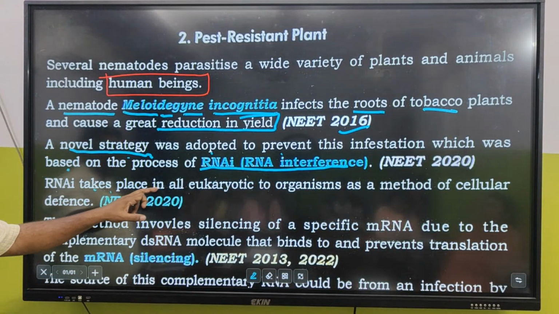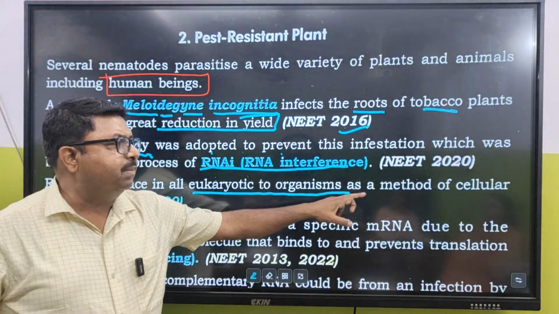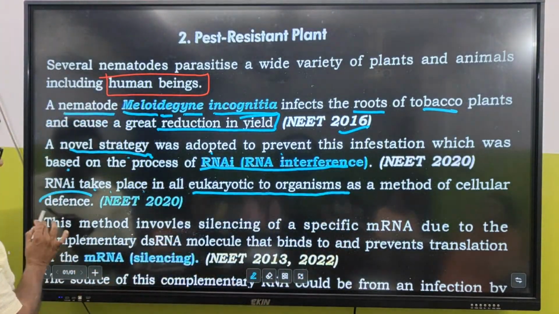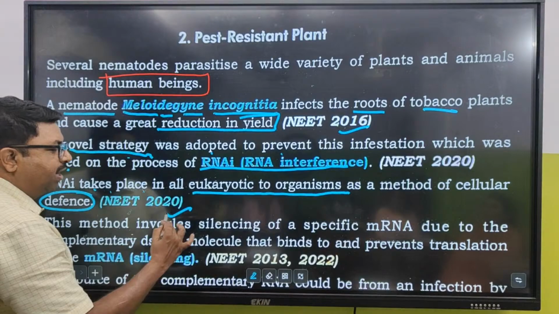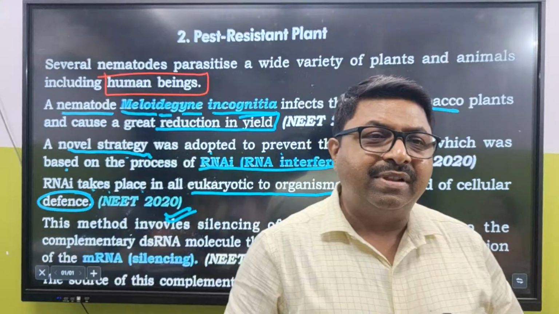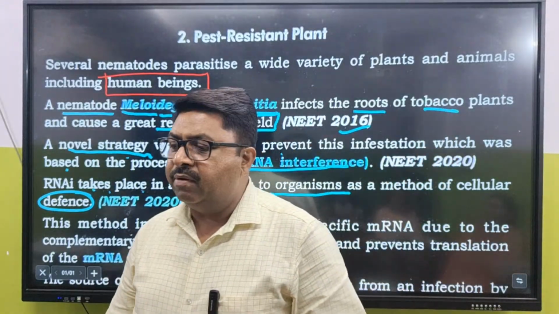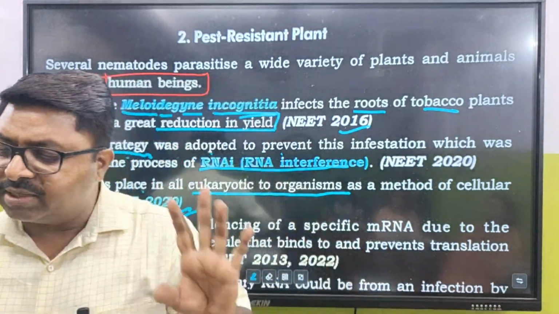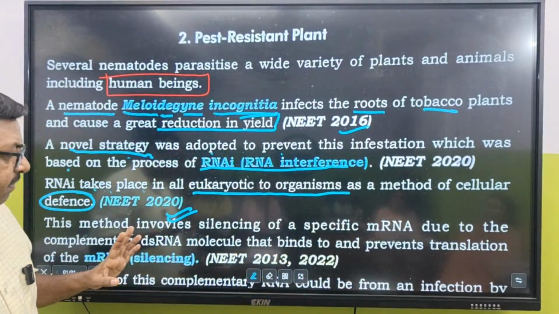RNAi takes place in all eukaryotic organisms as a method of cellular defense. Again, cellular defense. So two terms are most important: one is cellular defense and the other is novel strategy. Whenever you are asked about these two terms, what should come to mind? They're talking about RNA interference.